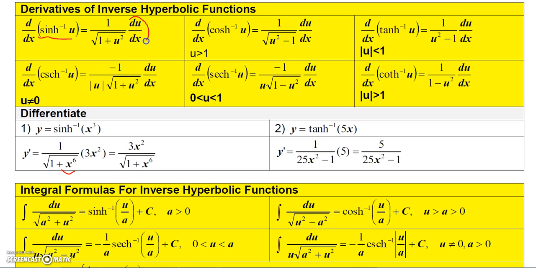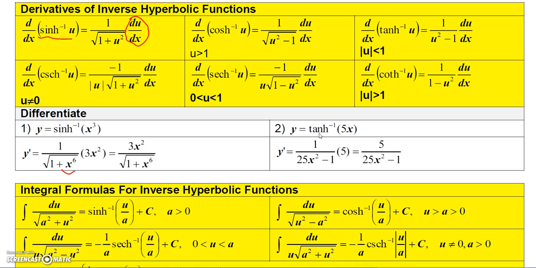So then we have to multiply by the derivative of u. And since u is x cubed, the derivative of x cubed would be 3x squared. So we'll end up with 3x squared over the square root of 1 plus x to the 6th. Okay, we'll just do one more.